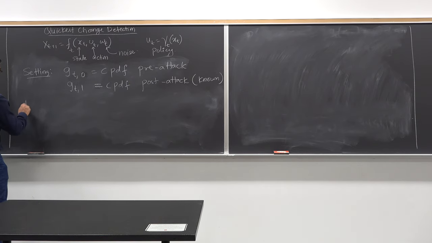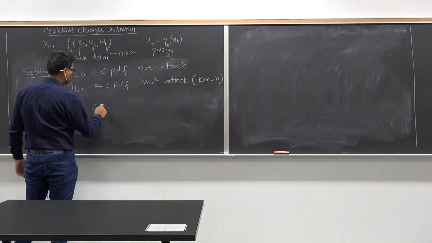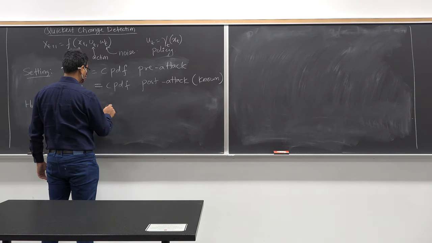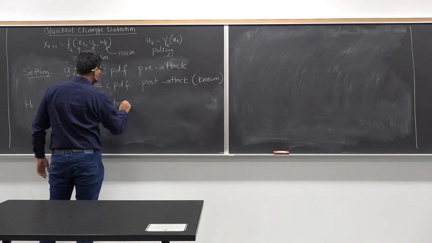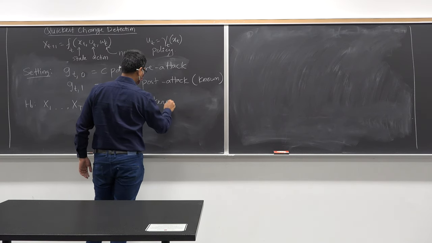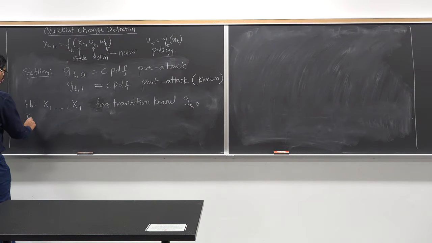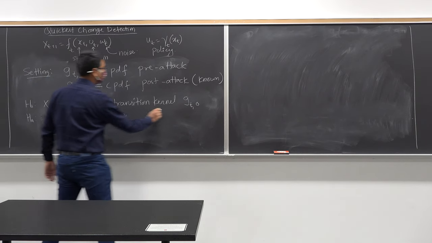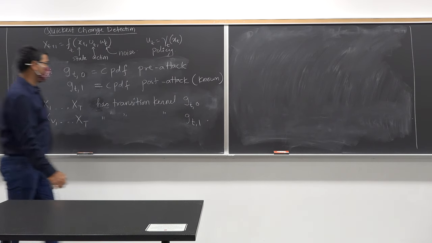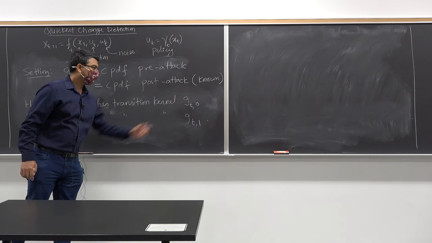So here is the hypothesis test. H0: X_1 to X_T forms a process with transition kernel G_t^0, and the alternate hypothesis HA: X_nu to X_T has transition kernel G_t^1. So this is a persistent attacker. The attacker starts at time nu and persistently attacks the system all the way to time capital T, and it has a transition kernel of G_t^1.